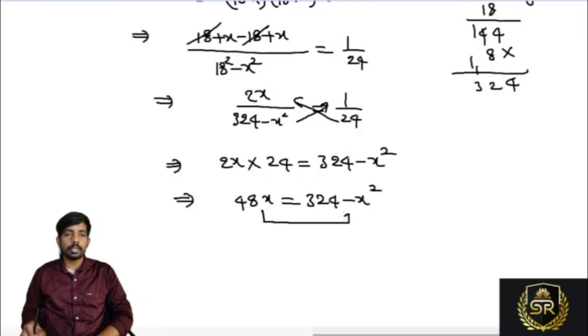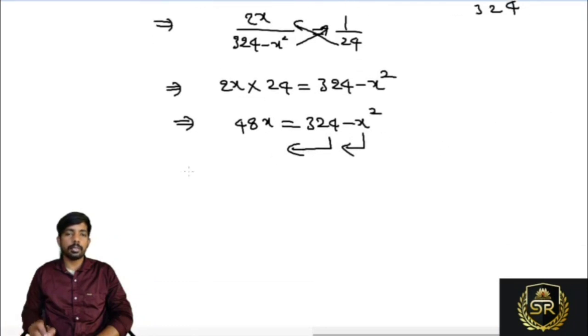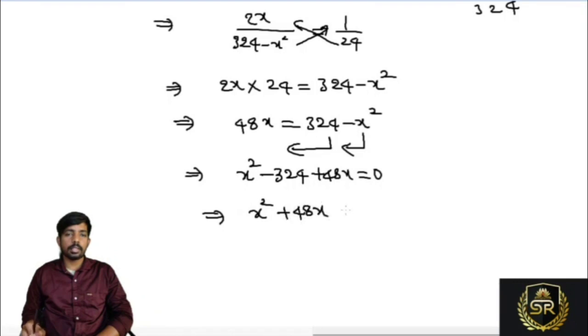Bring the entire terms to the left hand side, because the x square coefficient should be positive. So positive x square, minus 324, and plus 48x is equal to 0. Now this is x square plus 48x minus 324 equals 0.